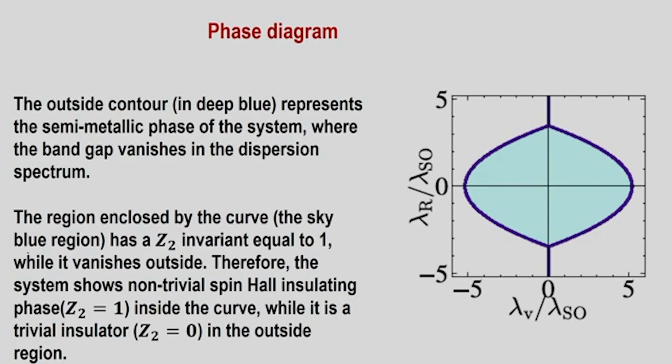This sky blue region, or this inside, is the Z2 invariant calculated using the formula that we had given above. So, this is equal to 1 and it vanishes outside. So, Z2 is equal to 0 here and Z2 is equal to 1 here, and there is a blue line that separates them. So, the topological phase transition occurs from the invariant being 1 inside, in the enclosed region, and it is 0 in the outside region.